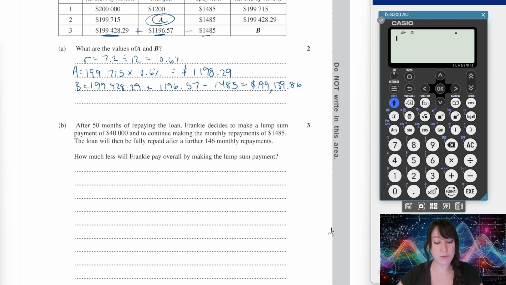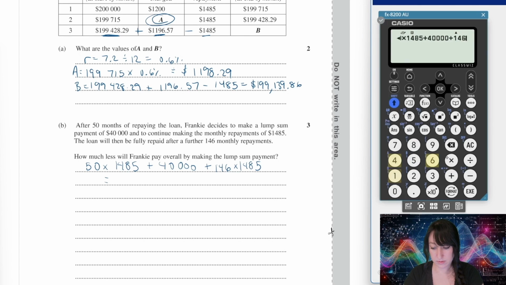So let's work out how much Frankie pays altogether in this situation. So Frankie has paid 50 months of payments of $1,485, a $40,000 lump sum, and 146 further monthly payments of $1,485. So that's $331,060 repaid. Let's compare to the situation where she doesn't make a lump sum payment.